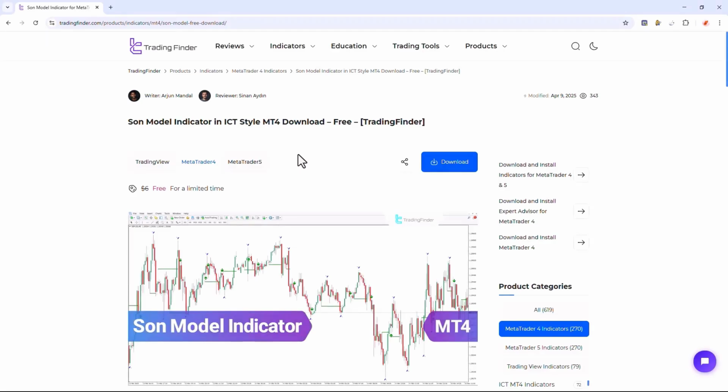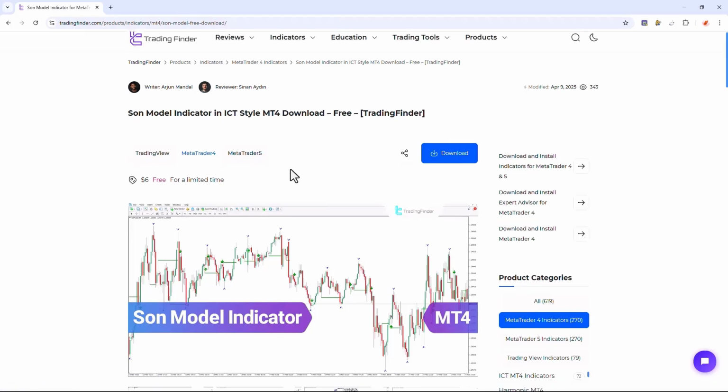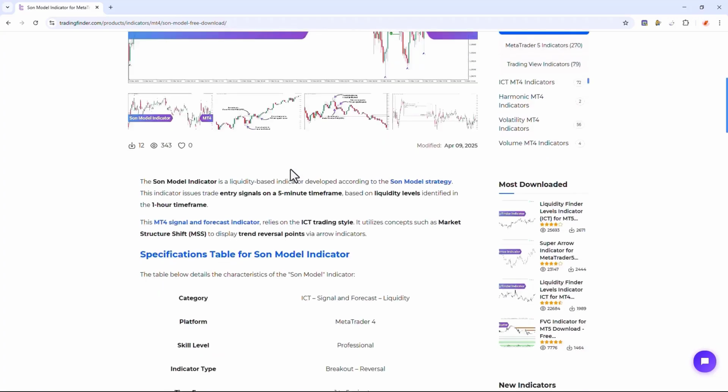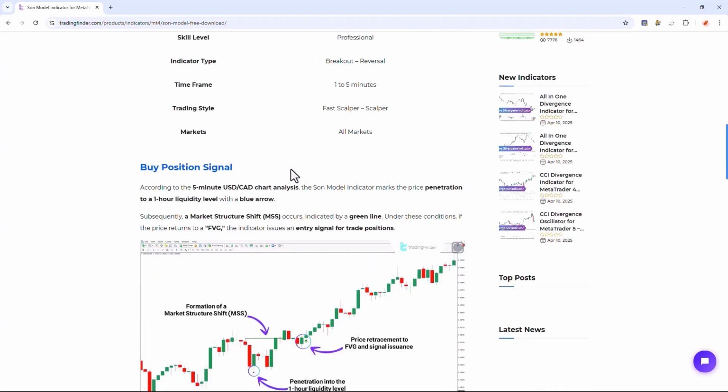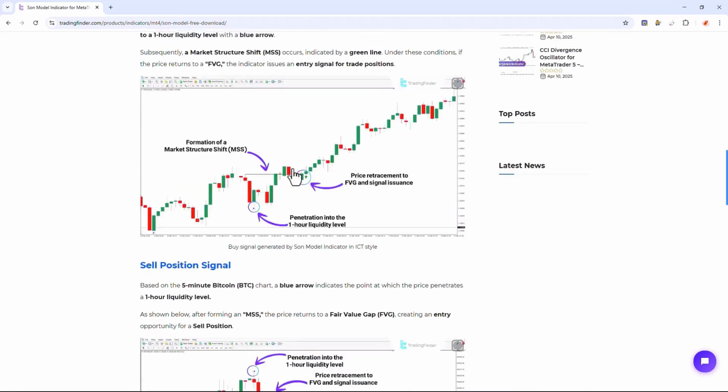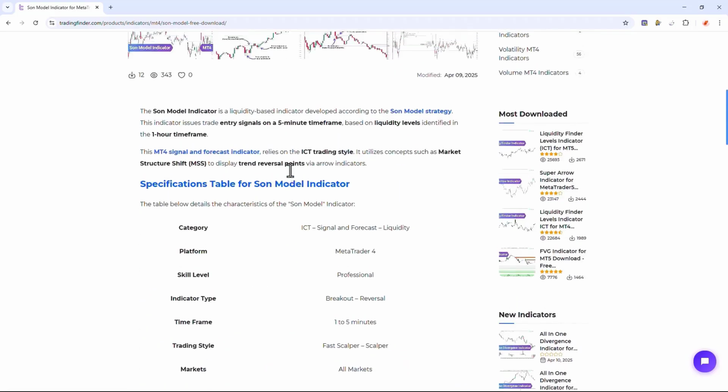The SAM indicator, a special model in the ICT style, is offered for various platforms on the TradingFinder website. From this section, you can download the indicator file for MetaTrader 4 and MetaTrader 5 platforms, and run it on the broker chart. Additionally, traders can read this page to understand the functionality and operation of the indicator.